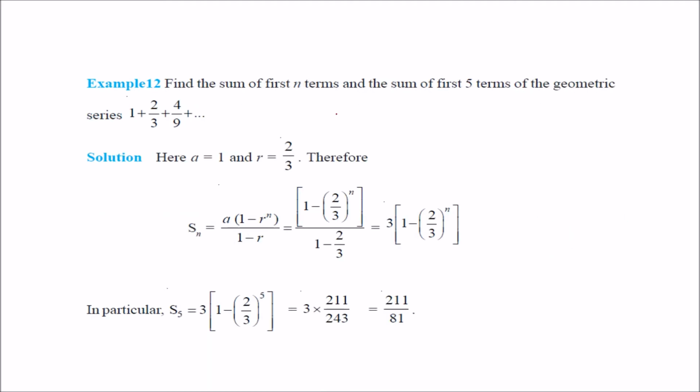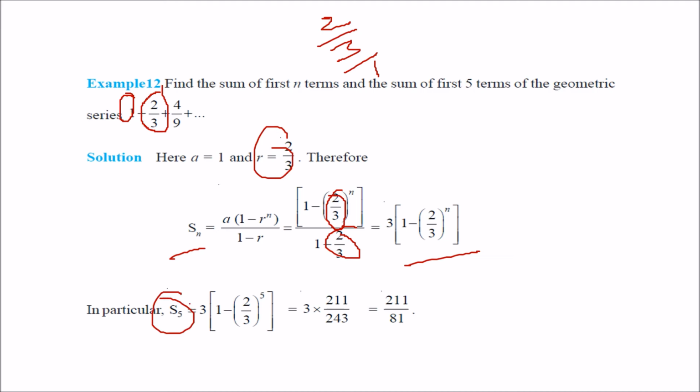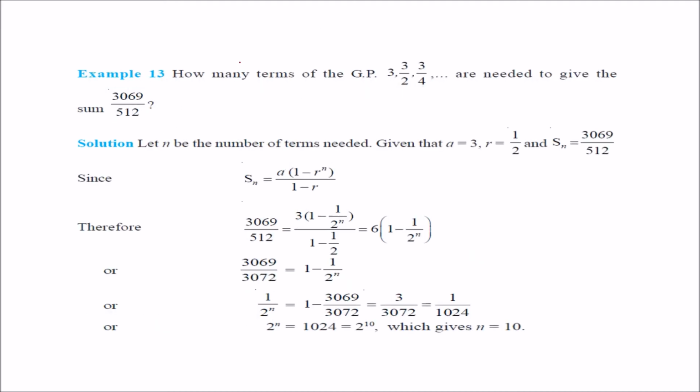Next is find the sum of first n terms and the sum of first 5 terms of the geometric series 1, 2/3, 4/9. So A here is 1 and R is (2/3)/1, that is 2/3. So just take Sn equal to A(1 - R^n)/(1 - R). You get this one. If you want the sum of the fifth term, take n as 5. So you get 211/81.